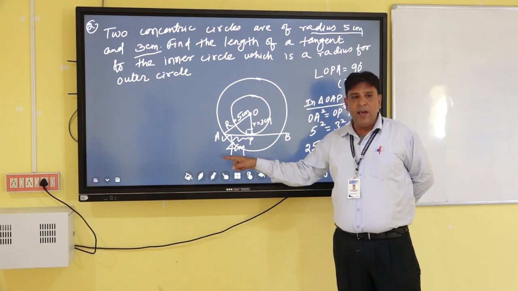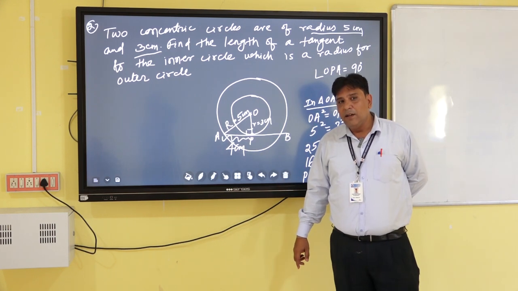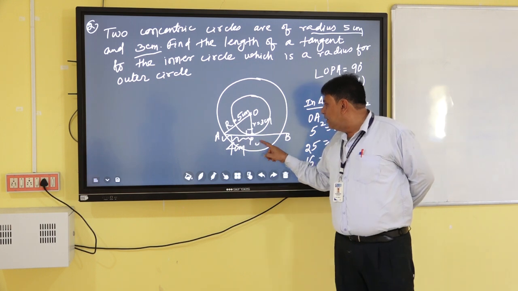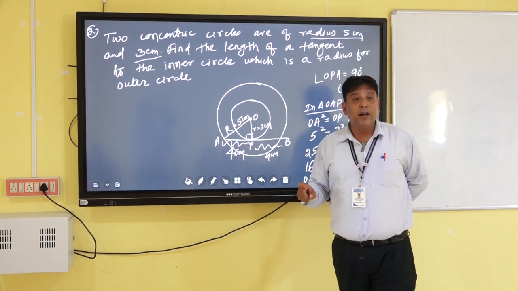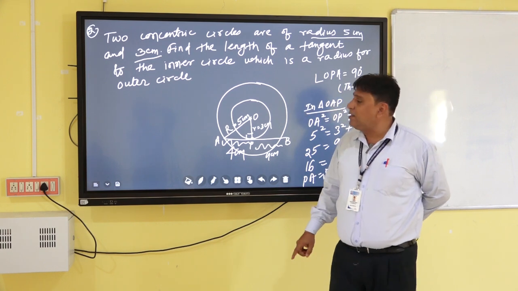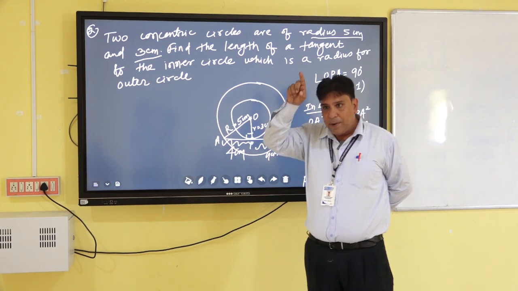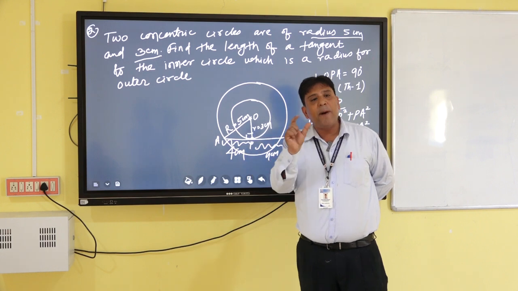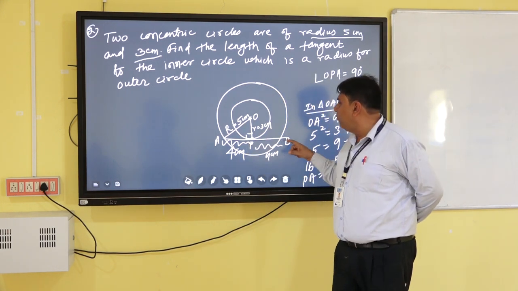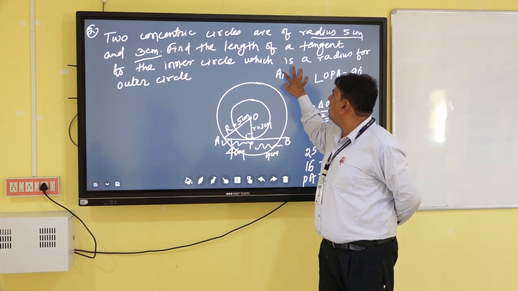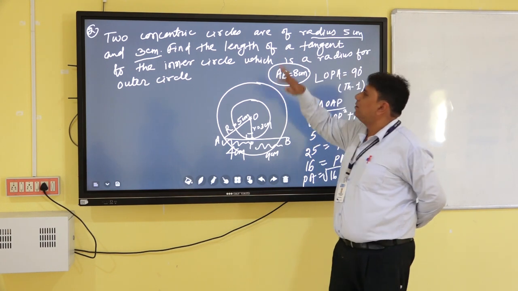If the length of PA is 4, then PB is also 4. Who can tell me why? Because a theorem was there in standard 9 which says that perpendicular from center bisects chord. If I draw a perpendicular from center, that will bisect the chord. It will make the chord into 2 halves. So if this is 4, this is 4. So what is the entire length of AB? 8 centimeter, and this is what is asked.